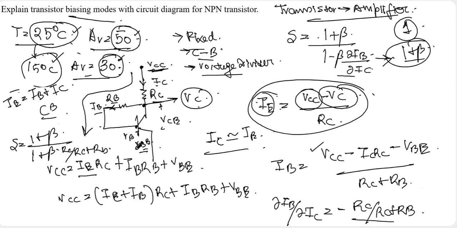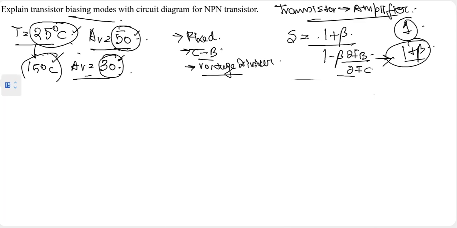And next we will discuss voltage divider bias. So let's start with voltage divider bias. At first let us draw the circuit diagram of it. In voltage divider bias, the circuit diagram looks like this.